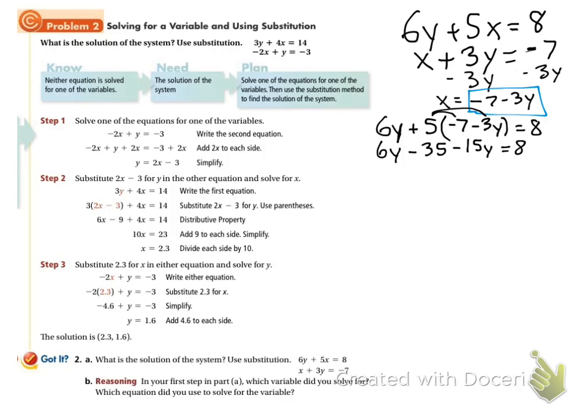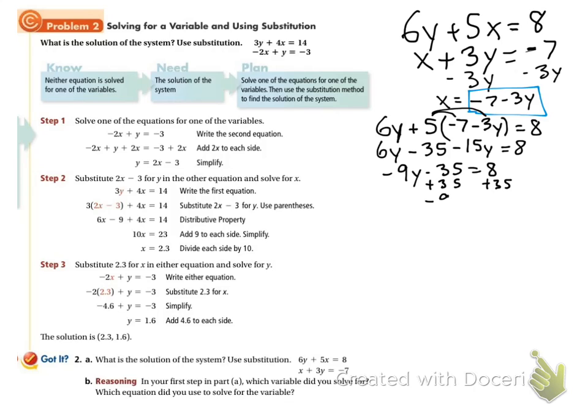So on the left, I'm going to simplify. I've got 6y minus 15y, which gives me a negative 9y. Still got my minus 35 equals 8. So I'm going to add 35 to both sides.